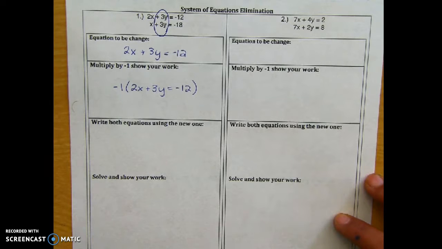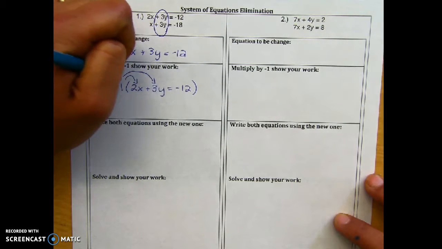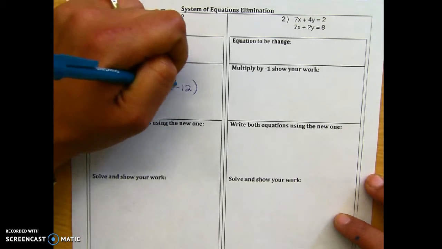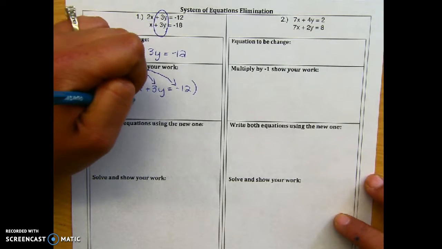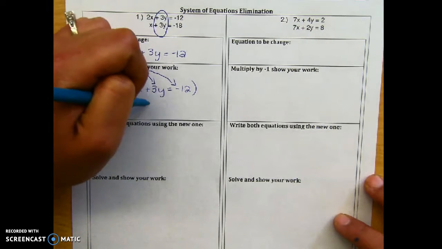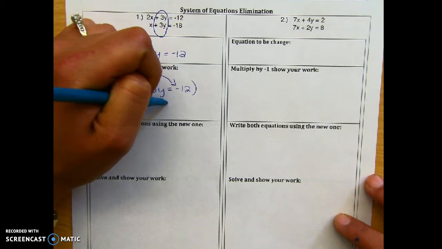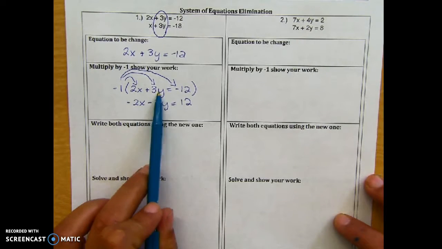Basically, everything changed signs, but I'm going to show the arrows for distributing so you can see what you're doing. Negative times a positive is now negative, excuse me. Same here. If you see, everything just changed signs.